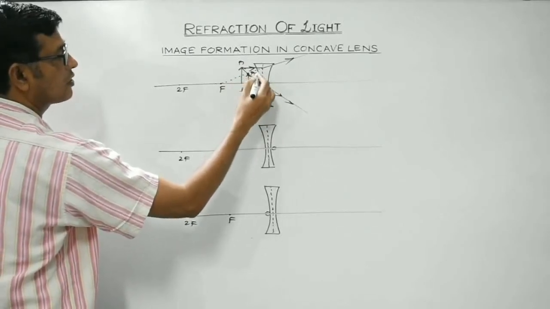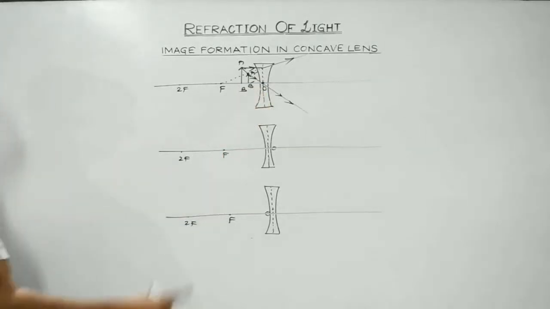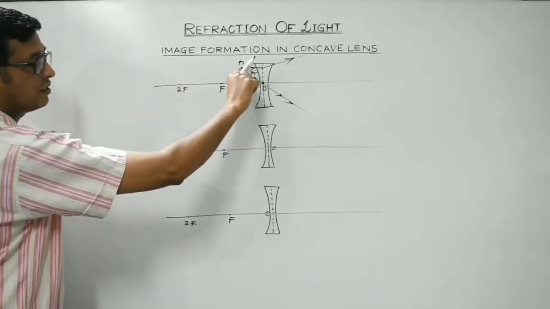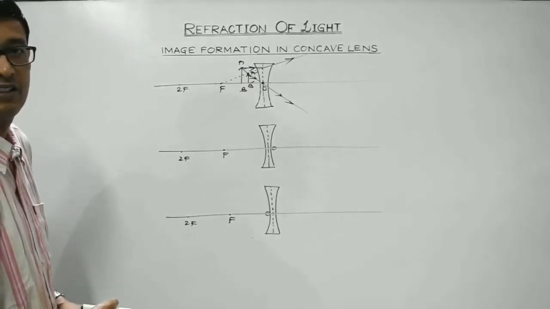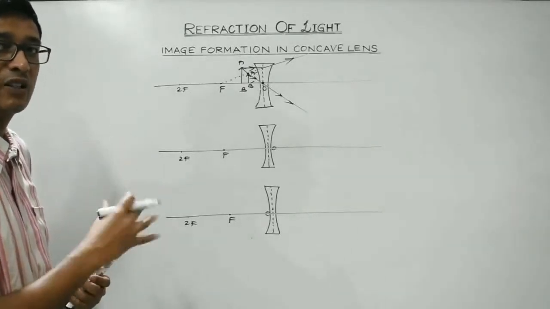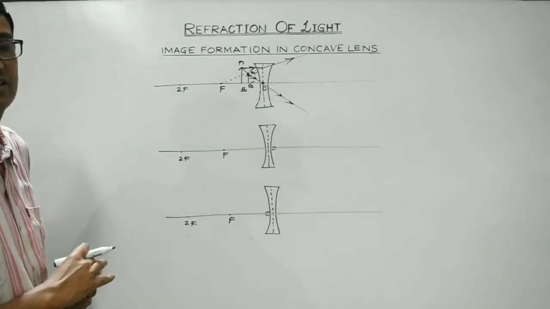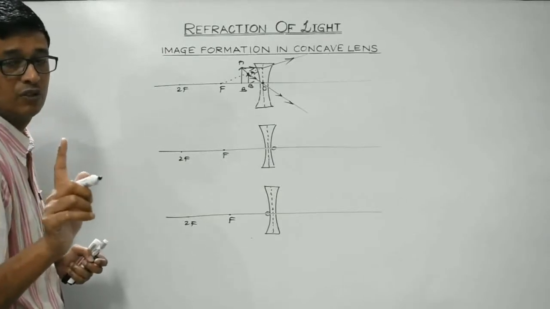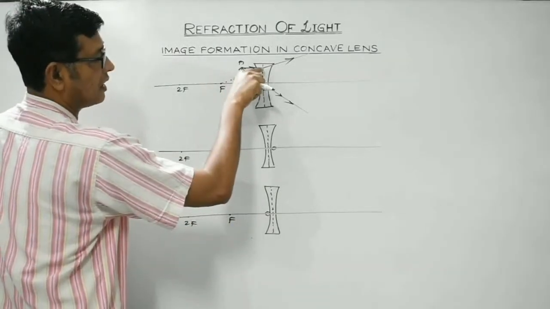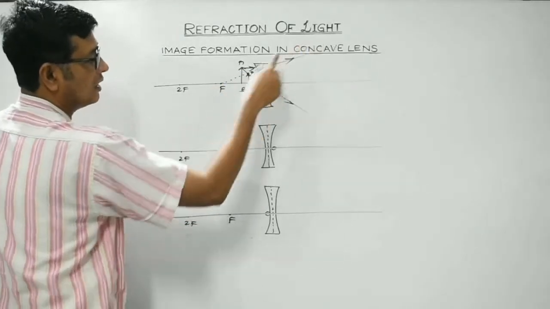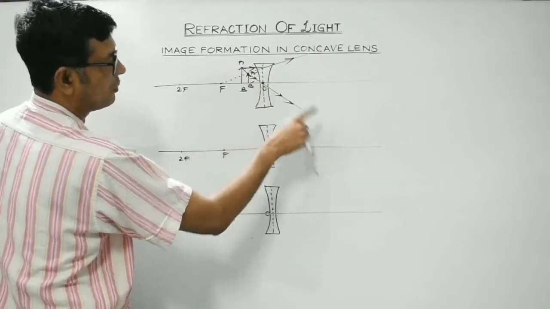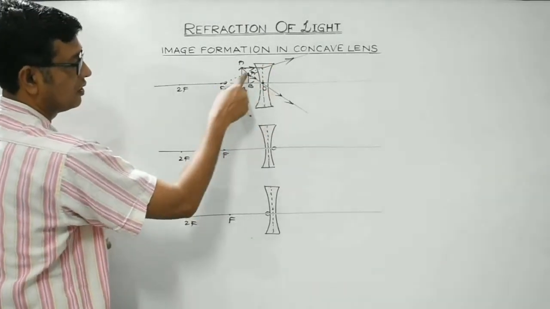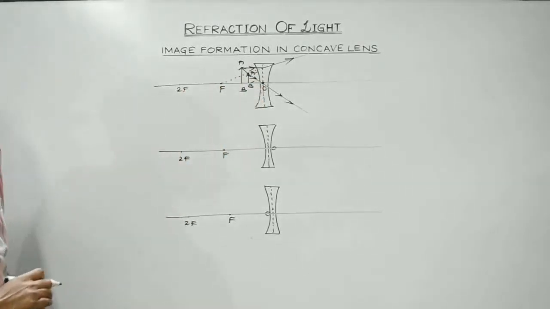So this is A dash and this is B dash. Look, students, the image is formed between the optical center and the focus, and the size of the image is small. The image is formed on the same side as that of the object, and it is diminished in size. It is virtual, erect. So I have used two rules. One is that a ray parallel to the principal axis after refraction will appear to be coming from this focus, and the second is that a ray passing through the optical center will remain undeviated. So the intersection of this dotted and dark lines will give you the position of the image over here. This is A dash B dash.